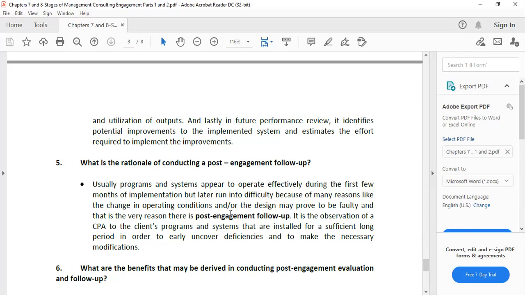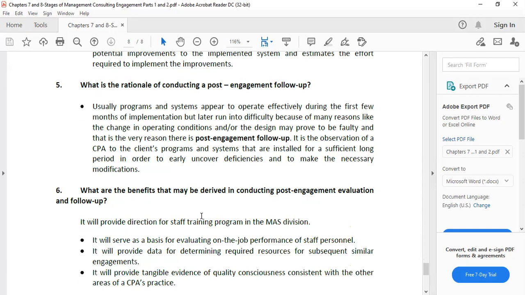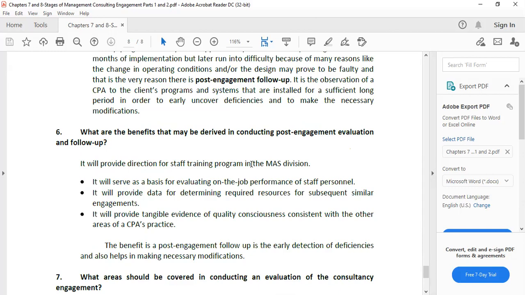So the job of the CPA or any practitioner in MAS, consultancy or advisory services would not end there with the implementation. There has to be an evaluation and a follow-up of what really happened along the way so that we would be able to check and detect any deficiency or deficiencies of our solution, and we can modify accordingly and incorporate that into the existing or concurrent system, so that it will be improved in the next phase or cycle. Next, what are the benefits that may be derived in conducting post-engagement evaluation and follow-up?